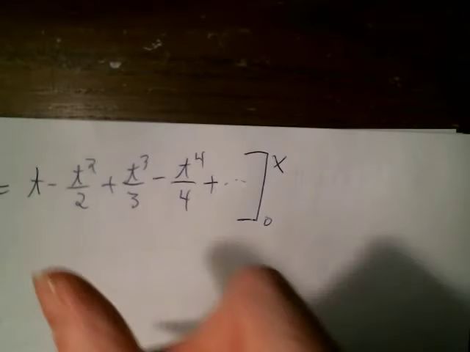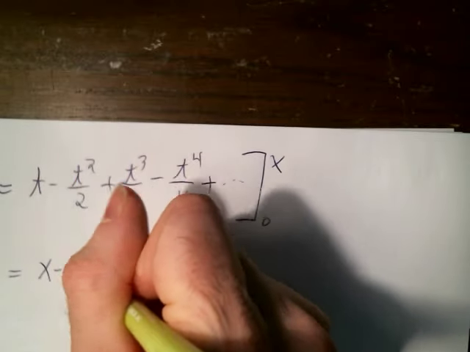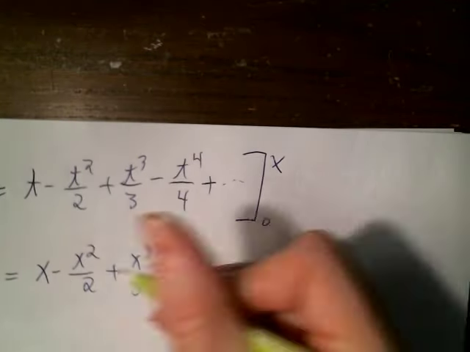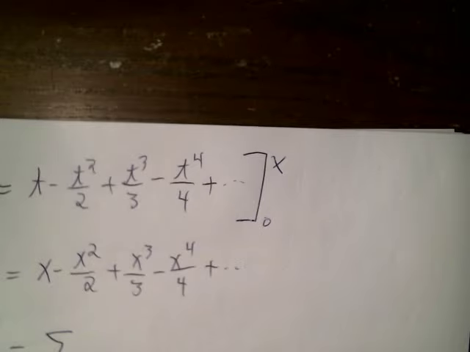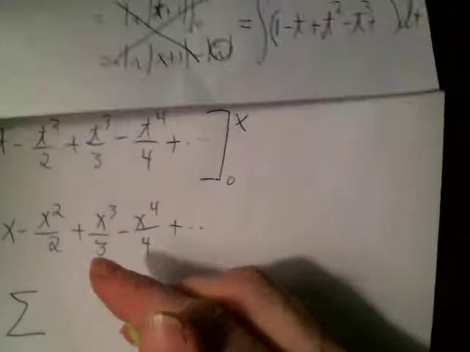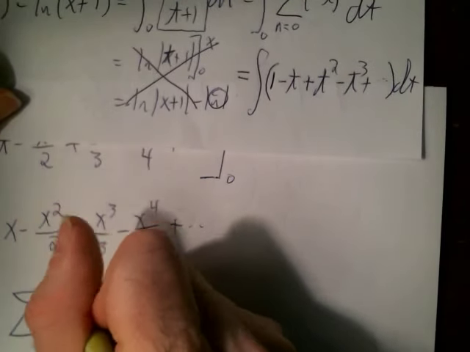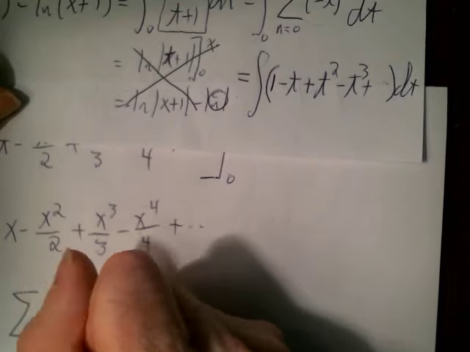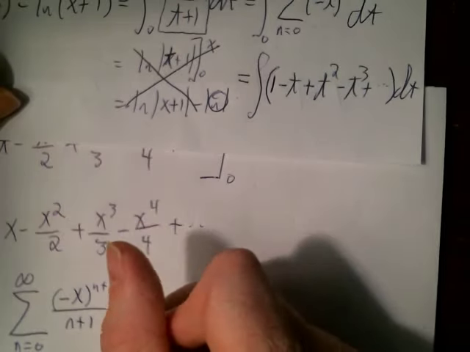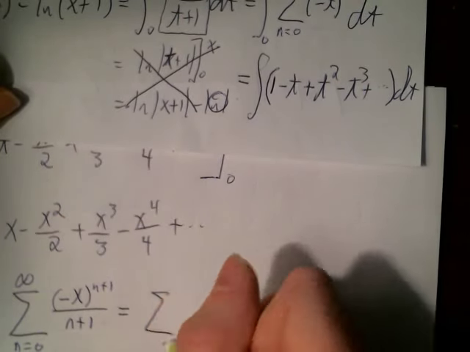And so I'm getting x minus x squared over 2 plus x cubed over 3 minus x to the 4th over 4 plus dot, dot, dot. And then in summation notation, you can go back and consider integrating the terms of the sequence. So negative t to the n plus 1 over n plus 1 is probably what we're going to get. Or in this case, negative x to the n plus 1 over n plus 1, where n is going from 0 to infinity.